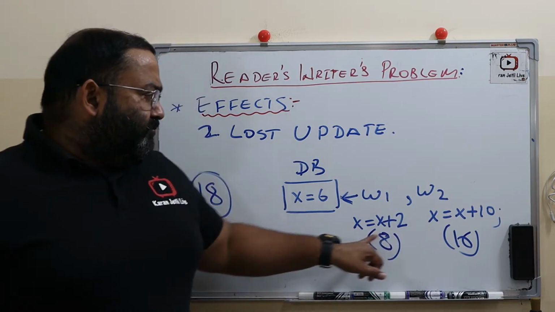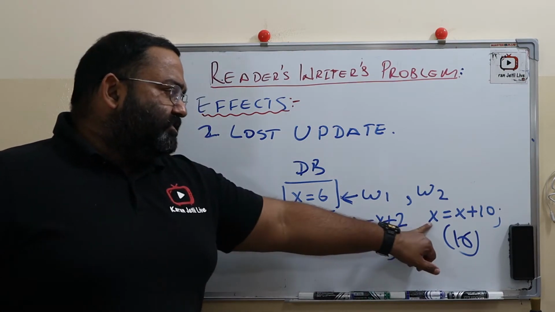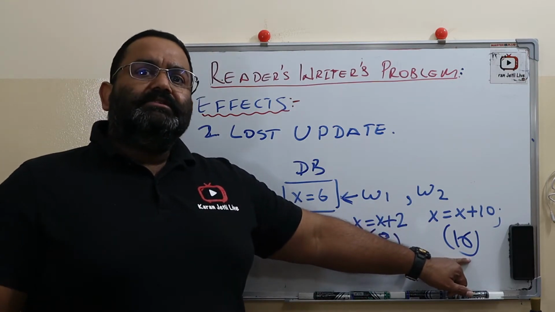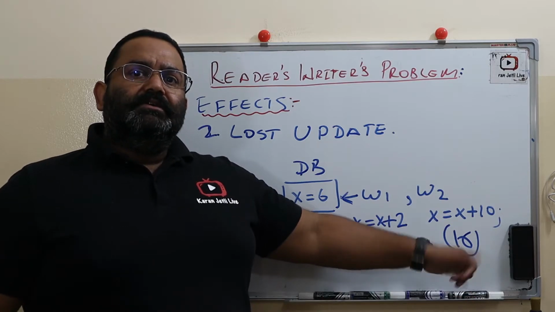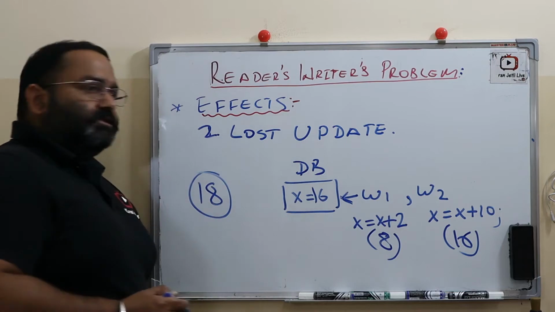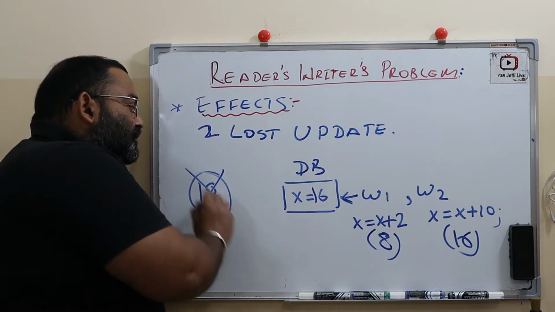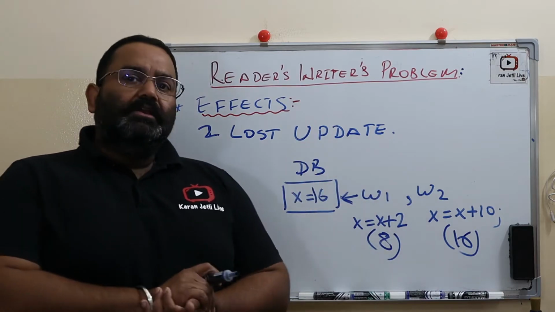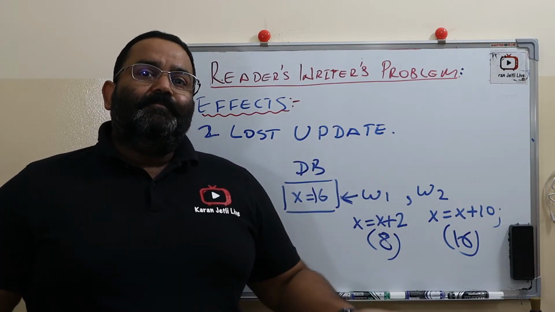So what happened? Before this could take effect, this read the old value of X and made it 16. So now what is my new value of X? It becomes 16. So this update is lost. So what is this problem called? It is called lost update.